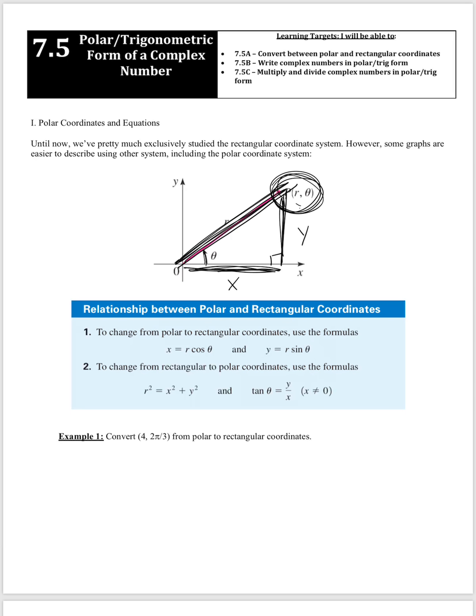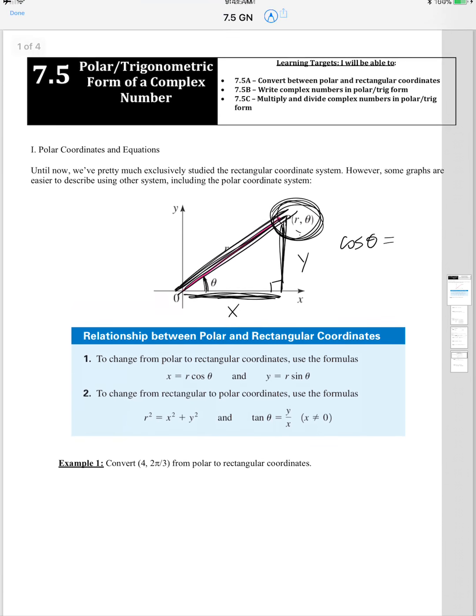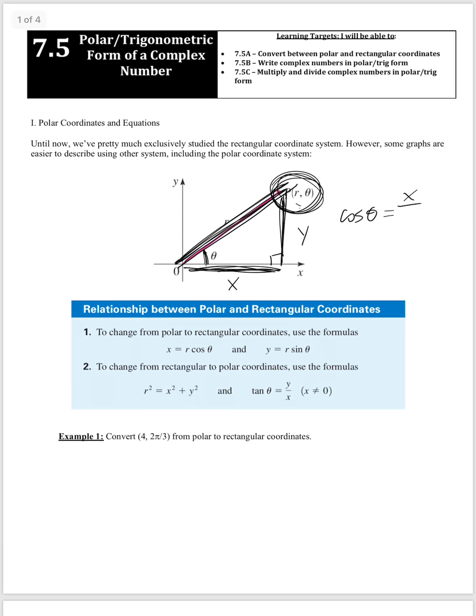Well, notice this is just a right triangle. The cosine of this angle here is adjacent over hypotenuse, which is r. This was our distance from the origin given to us here in the polar coordinates. So if I solve that for x, I get x equals r times the cosine of theta. Similarly, sine of theta is opposite over hypotenuse, so y is r times the sine of theta.